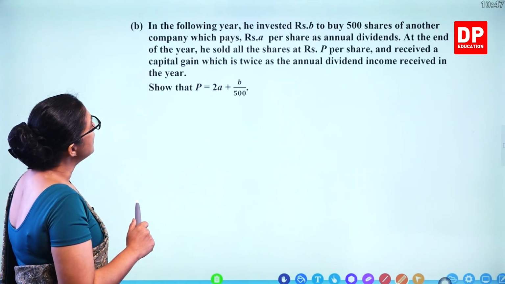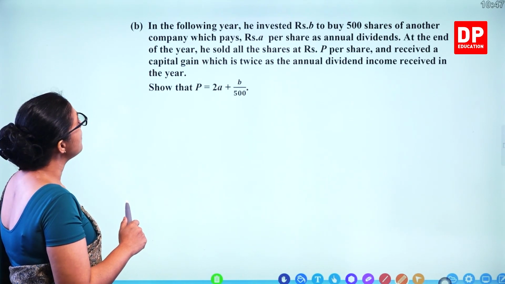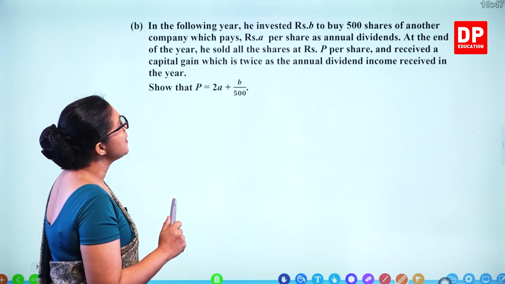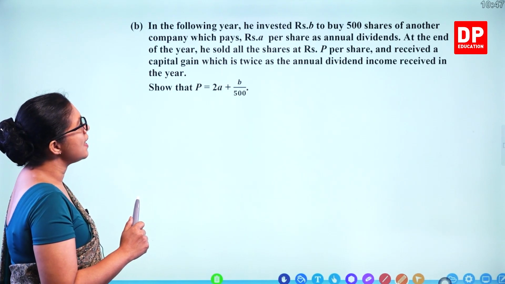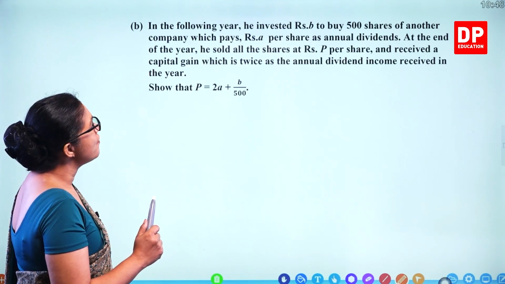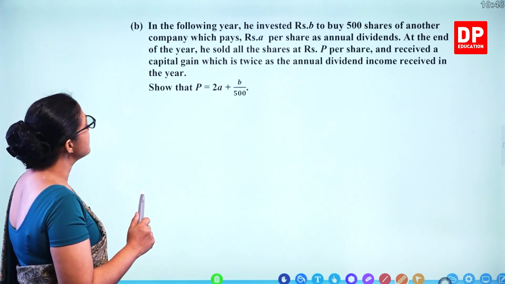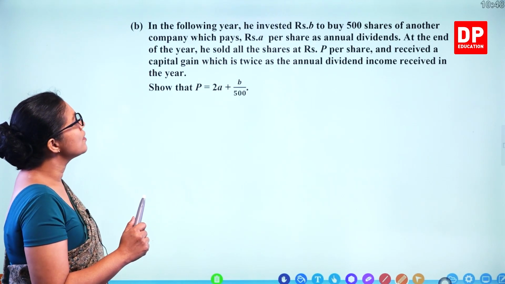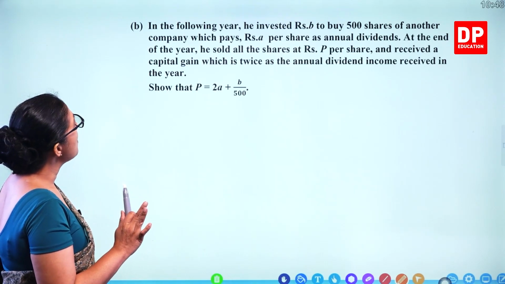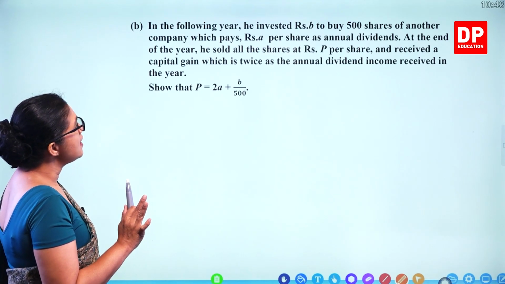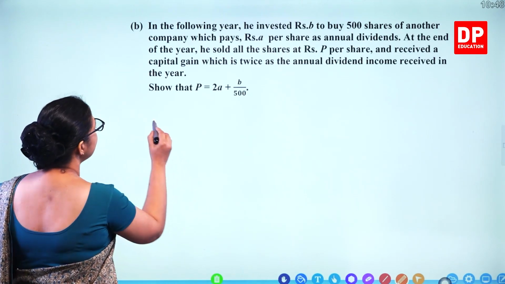In the following year, he invested B rupees to buy 500 shares of another company which pays A rupees per share as annual dividends. At the end of the year, he sold all the shares at P rupees per share and received a capital gain which is twice as the annual dividend income received in the year. Show that P equals 2A plus B over 500. So we have to do step by step. In the following year, he invested B. So that's the amount invested to buy 500 shares.